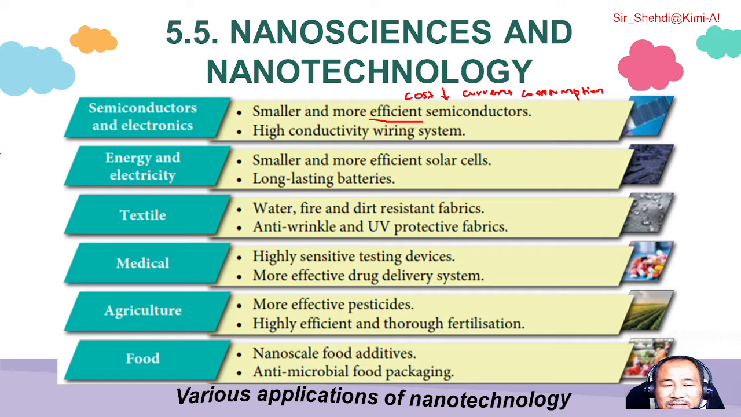Next is your high conductivity wiring system. Second is your energy and electricity: smaller and more efficient solar cell or solar panel. Of course, when we use a solar cell or panel, there is your battery. So the battery must be long lasting. We can apply it at your car or any vehicle.